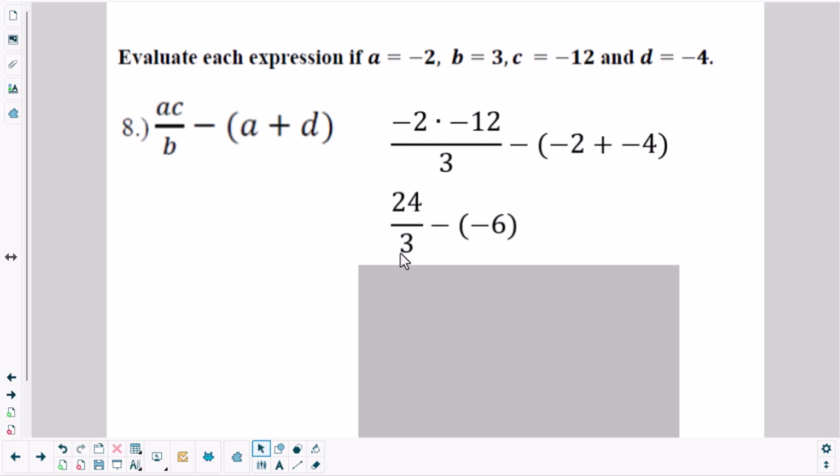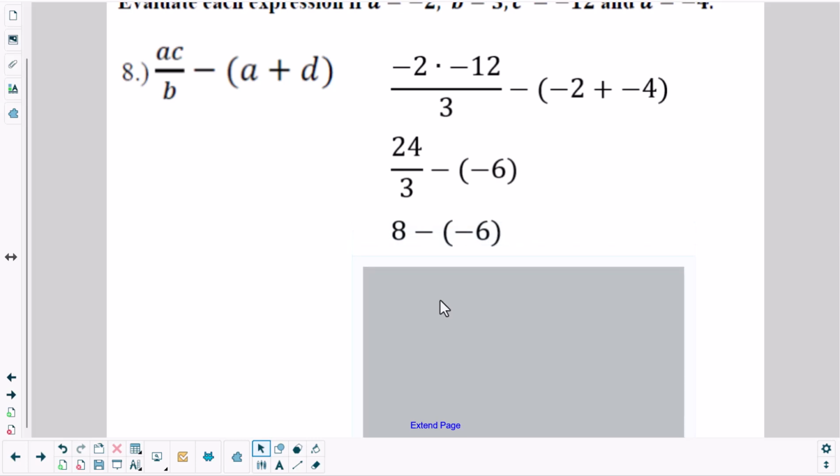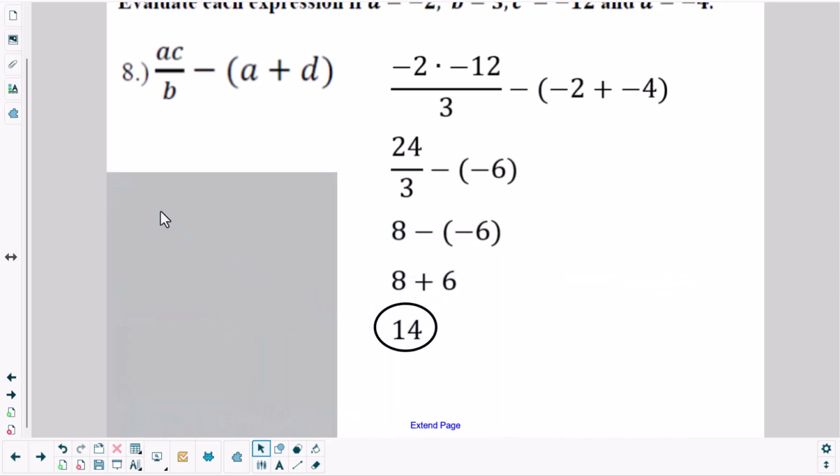We have 24 over 3 minus, I also did negative 2 plus negative 4 to get negative 6 in that same step. 24 divided by 3 is 8, so now we have minus negative 6. We could use keep, change, switch, and rewrite this as 8 plus 6, which of course is 14. You can combine more than one step in the same line, but be really careful, double checking everything, not dropping off any negatives, not changing any signs until you're ready to do so.